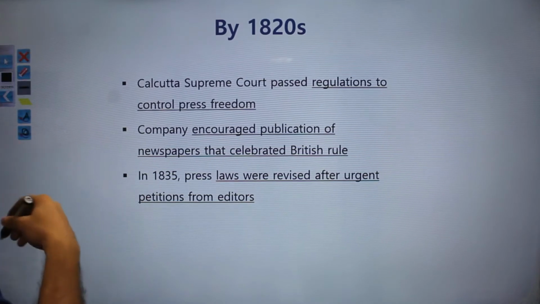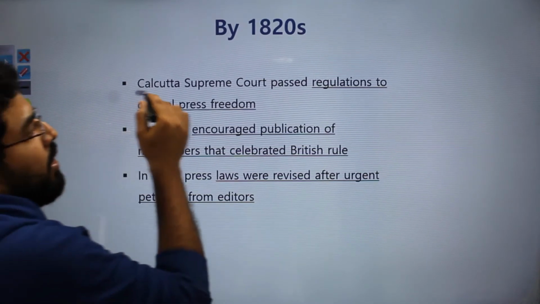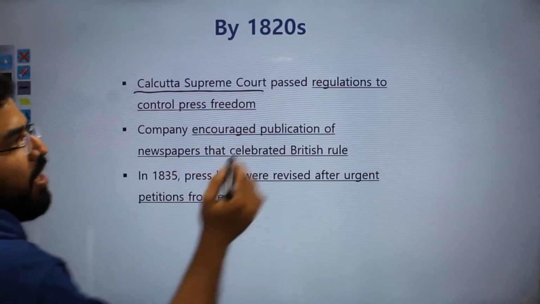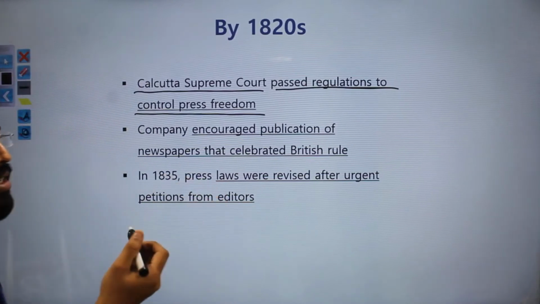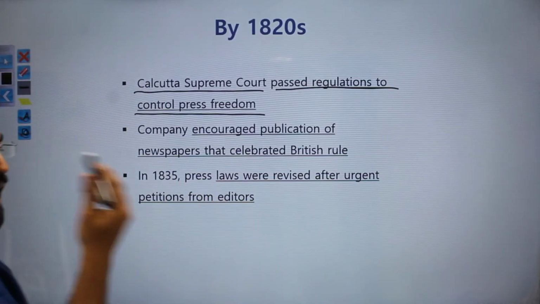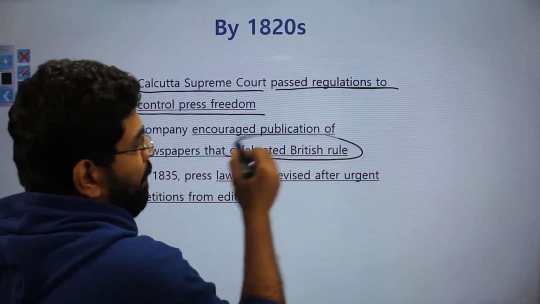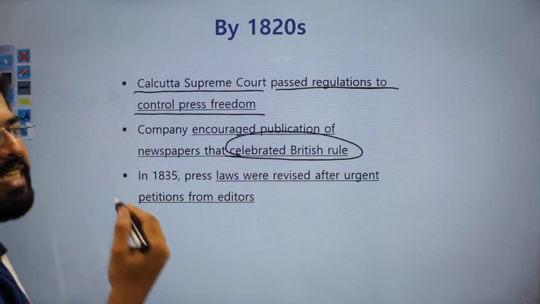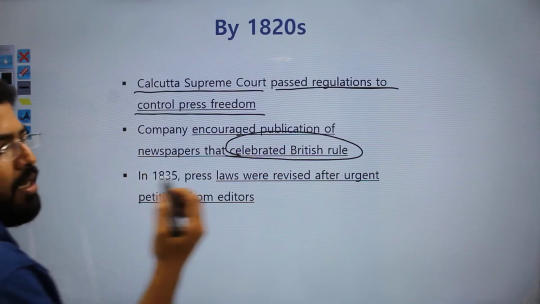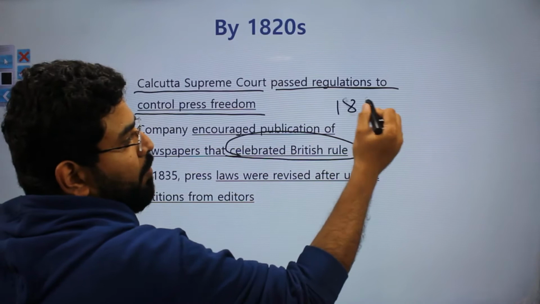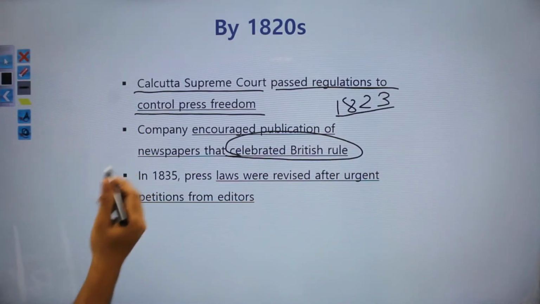Then in the 1820s, the situation changed dramatically when the Calcutta Supreme Court under the British government passed regulations to control press freedom. They wanted only those publications which celebrated the British rule, and anyone who was criticizing the British rule was censored. So this was a huge decision by the Supreme Court in 1823, and this led to widespread censorship.